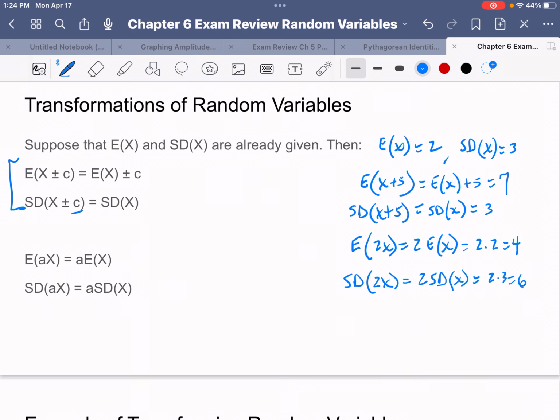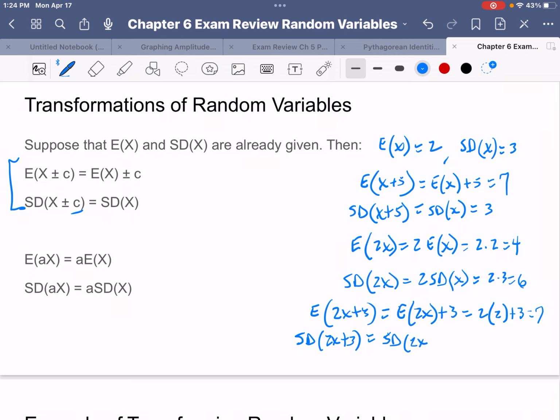And then you've seen something like this. What if they say, what is the expected value of 2x plus 3? Well, that would be equal to 2 times the expected value of x plus 3, and the answer would be 7. And then if they say the standard deviation of 2x plus 3, according to these formulas, that would be equal to the standard deviation of 2x, which is 4. See, they would expect you to incorrectly say that it's the standard deviation of 2x plus 3, and next thing you're calling the answer 7.